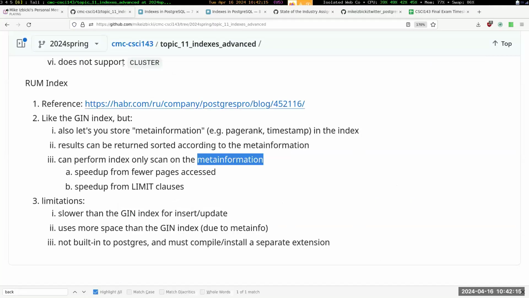Any other questions about anything? You go. Yeah, so the question is, is it slower to create a RUM index?